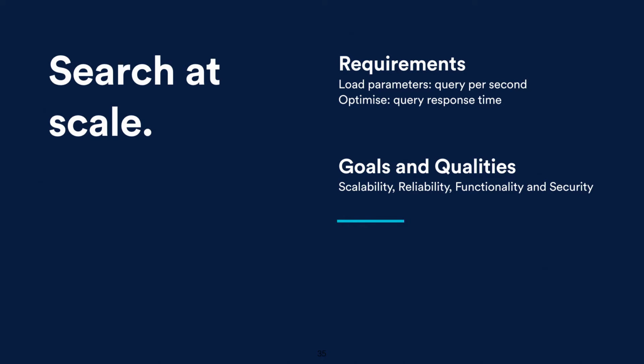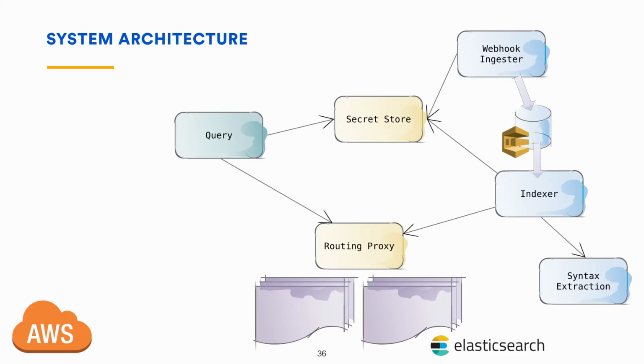So with this set of goals in mind, let's now look at how search is actually implemented in Bitbucket. So this is the very high-level system architecture of Bitbucket Cloud Code Search. And you can see it is a composition of services that run on top of Amazon Web Services. And we're using Elasticsearch as our actual search engine implementation.